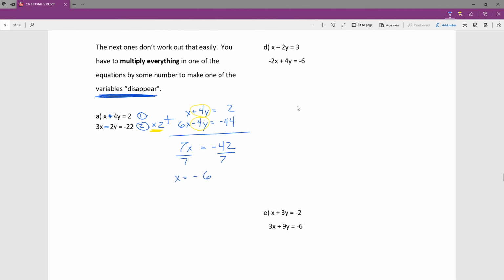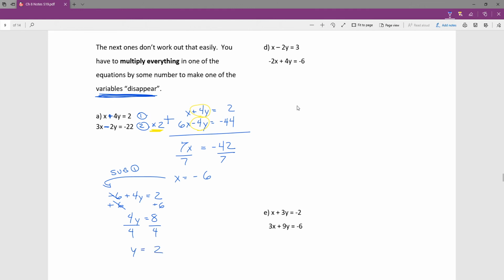Now that I have that one variable, I can take and sub that into any of my equations. I'm going to sub it into equation 1. So I would write -6 for my x plus 4y equals 2. I'd add 6 to both sides. You could have subbed in with brackets. I'd get 4y equaling 8. Divide by 4, I get that y equals a 2.